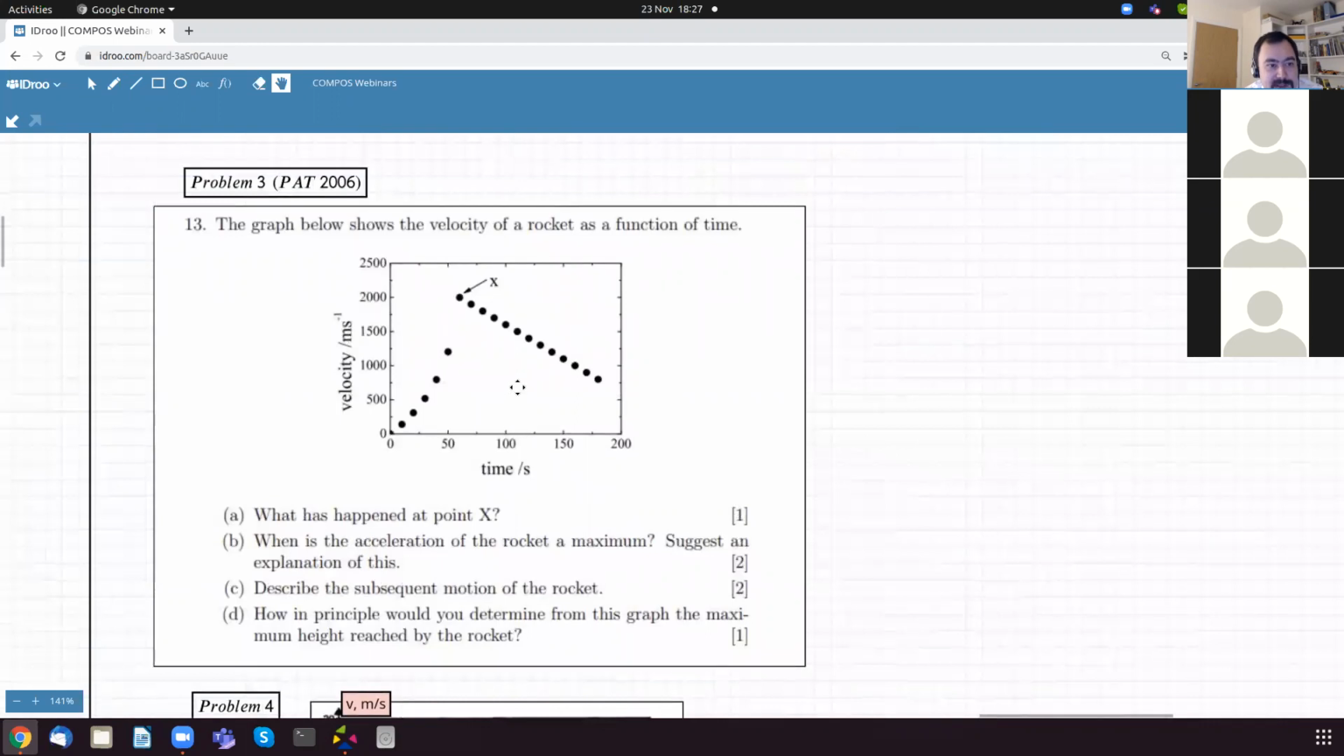Now, this is a past paper question. The graph shows the velocity of a rocket as a function of time.